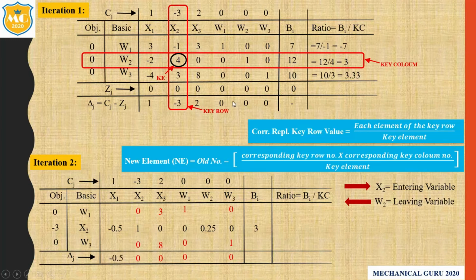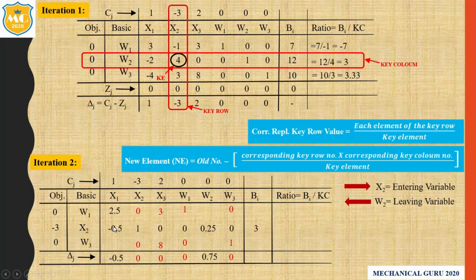Similarly W2 value. So here W2 value old number is 0 minus corresponding key row number 1, corresponding key column number minus 3. So 1 into minus 3 divided by 4. So here we get 0.75. Next we will find out this value: 3 minus this into this divided by this. Simple.